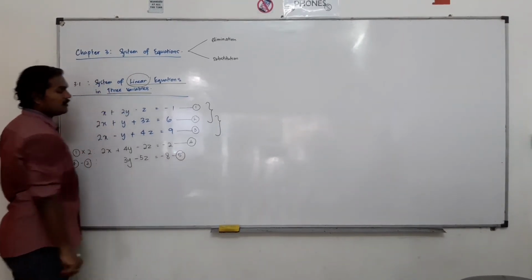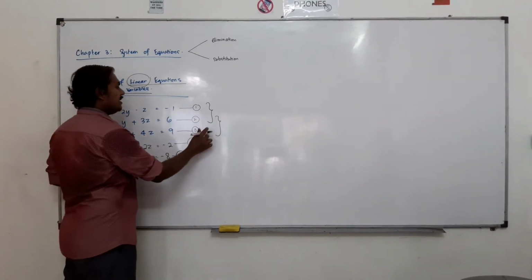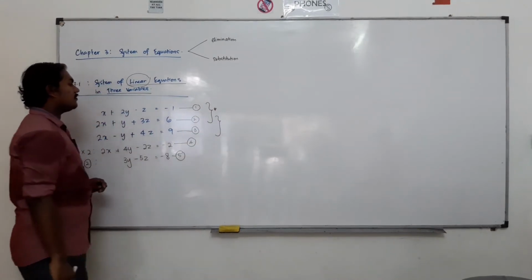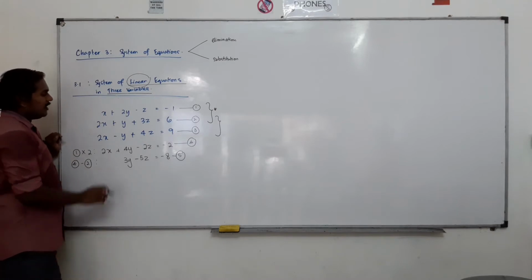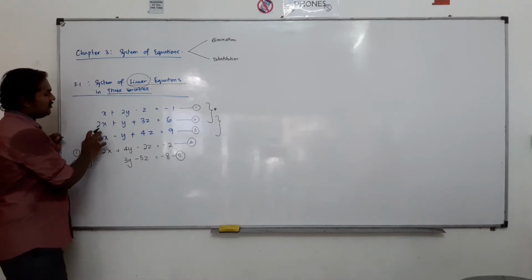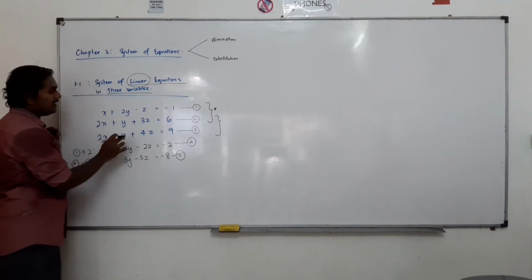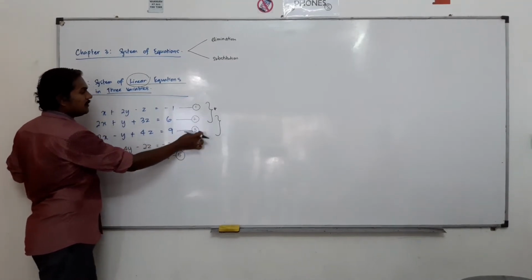Okay, now we go for equation 2 and 3. The first part is already done. Okay, we go for the second part, equation 2 and 3. In equation 2 and 3, you already have the same values of x, so we can eliminate x directly by taking 3 minus 2 or 2 minus 3.